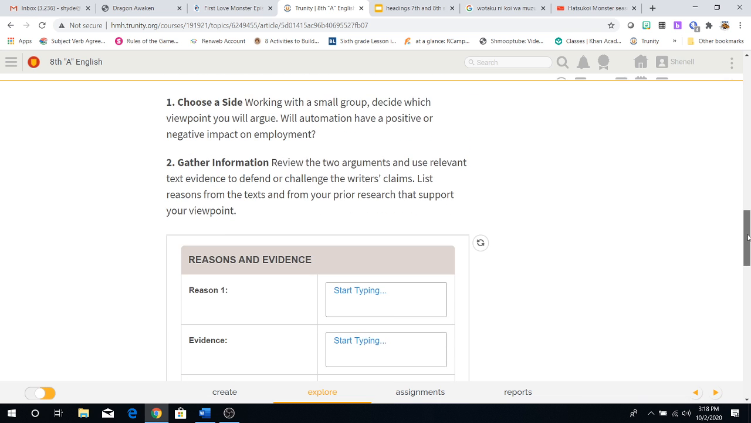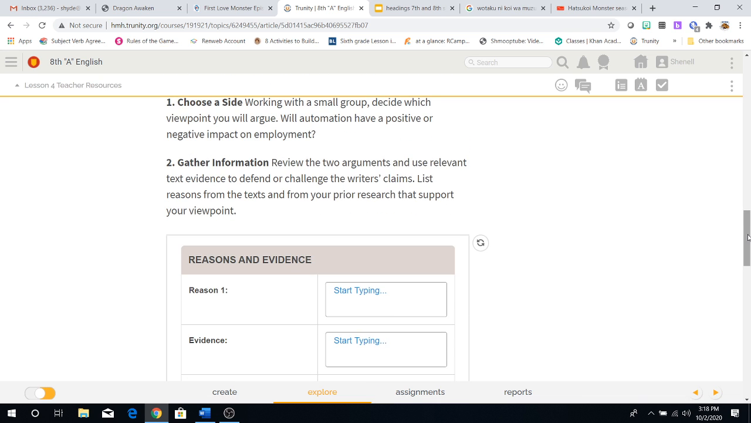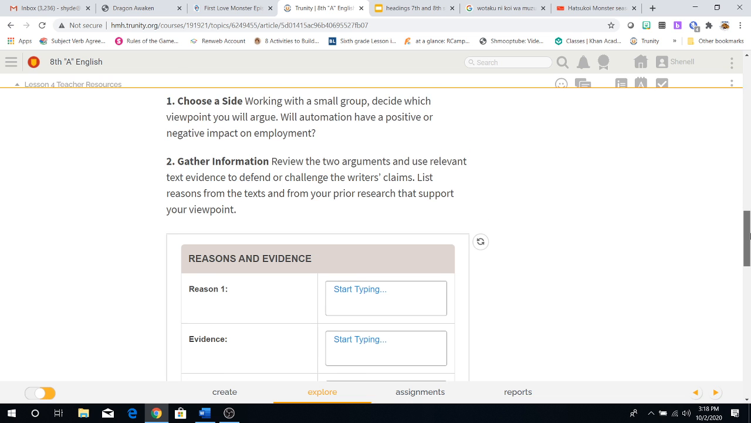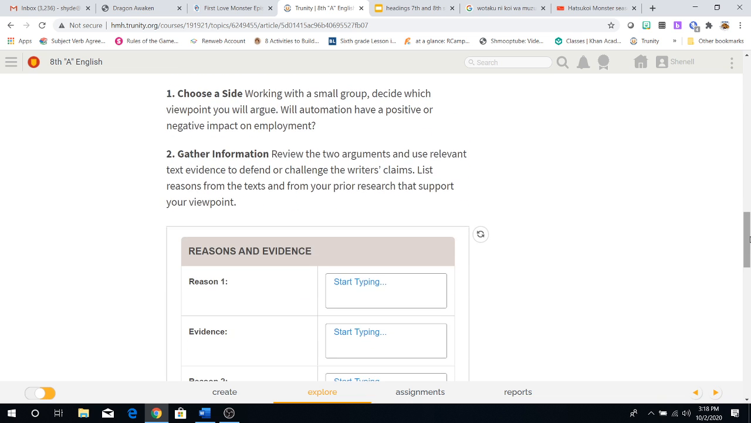One, you have to choose a side. Anytime you're going to do a debate, you have to pick one side or the other. You can't be on both sides, and you cannot be on neutral ground. That means you can't say, no, I'm not for this team or that team, I'm just in the middle. No, you have to choose a side. Work with a small group, decide which viewpoint you will argue. Will automation have a positive or a negative impact on employment?